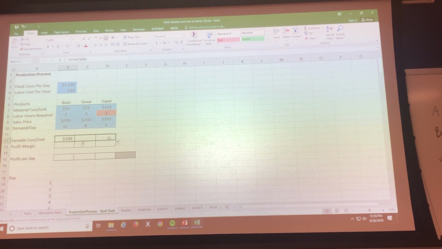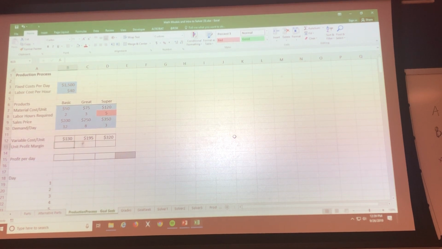And since I put the absolute references in, I see I have a higher variable cost per unit for the great and even higher for the super. Okay, so what's our profit margin? You know what this really ought to say? Really ought to say unit profit margin, because that would make it make more sense. I mean, be very clear at least that it's the unit profit margin.